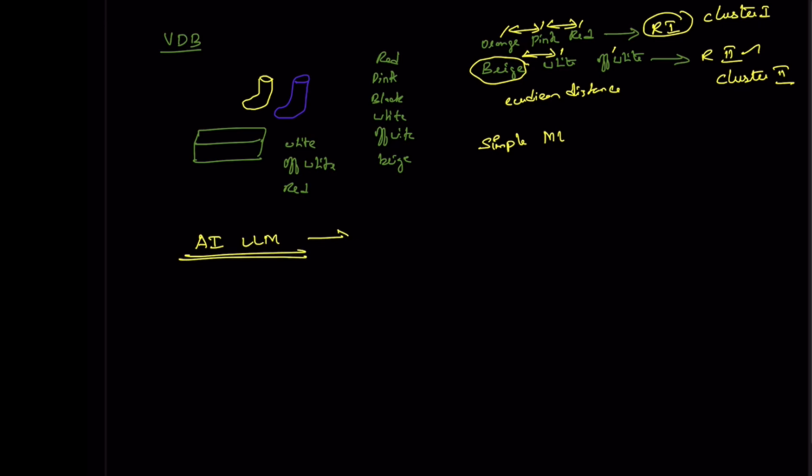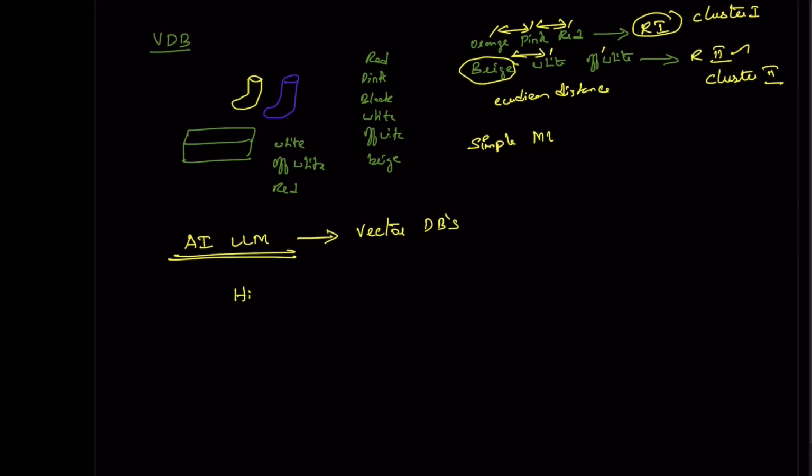For that, we are using vector DBs. So large, high dimensional, unstructured data can be handled using vector DBs. So this is the only reason we are going for vector DB.